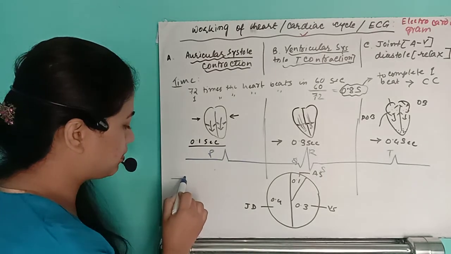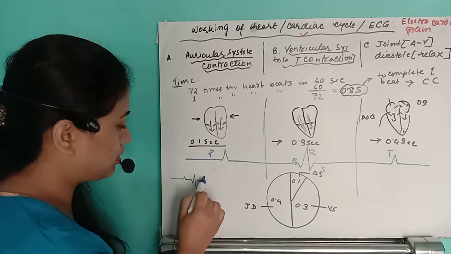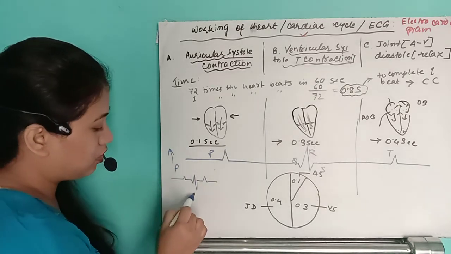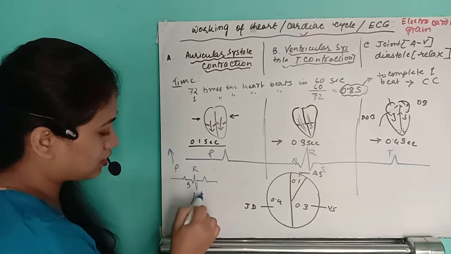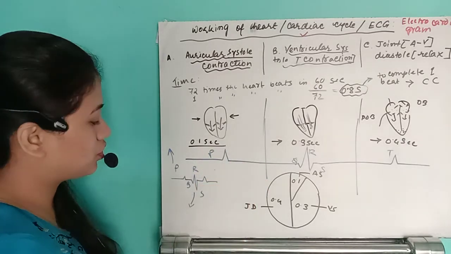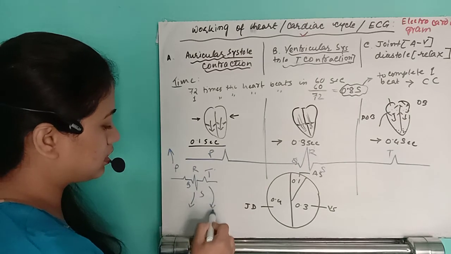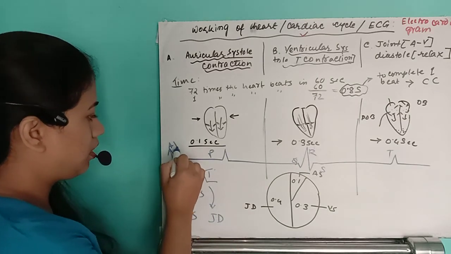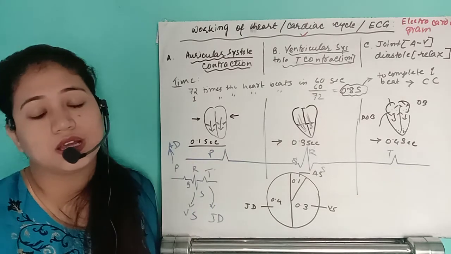So it will be like this: P, QRS, T. P indicates auricular systole, QRS indicates the ventricular systole, and T indicates the joint diastole. Okay, so this is all about the ECG.